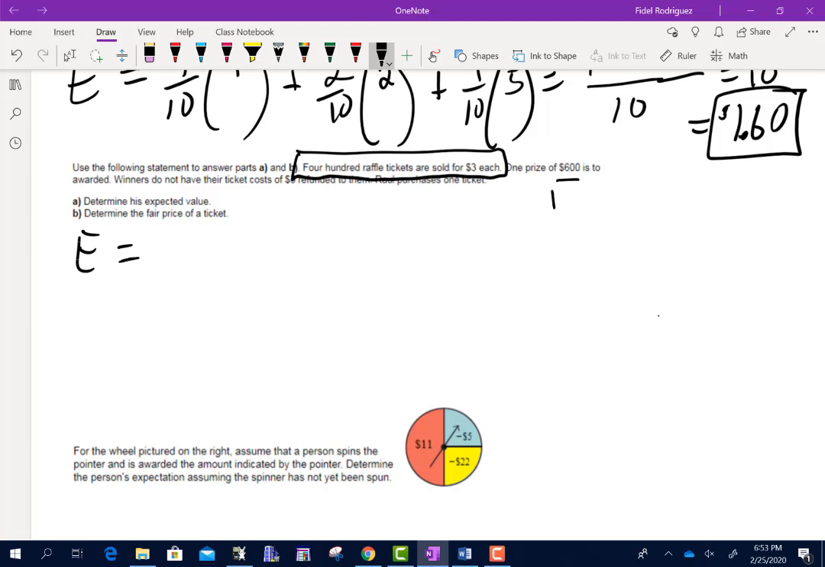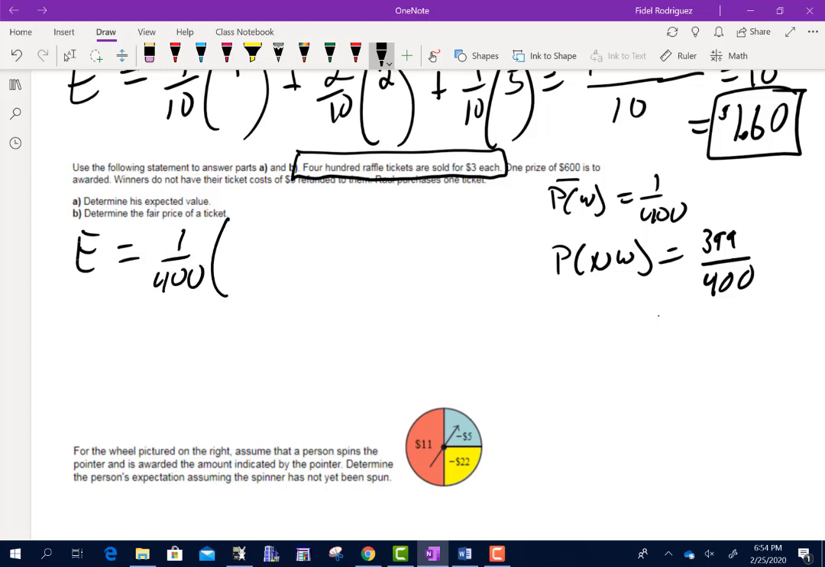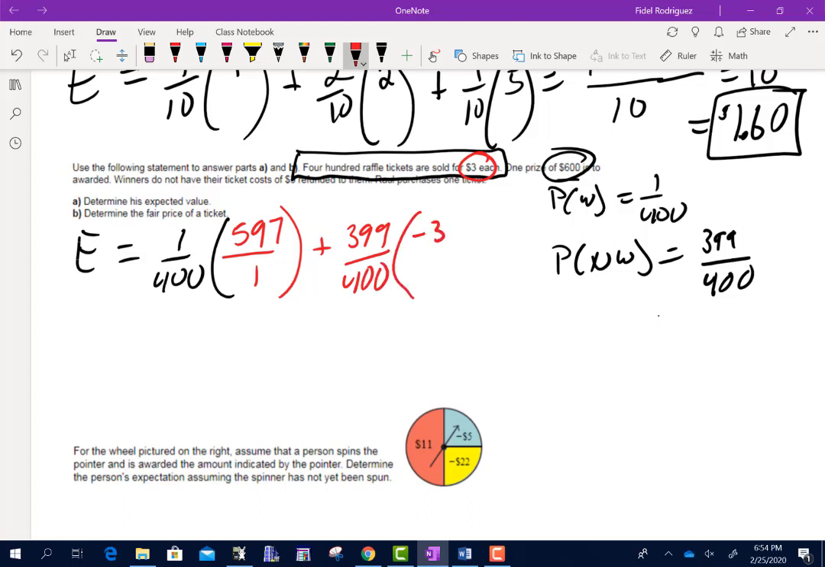So guys, remember, the probability that we're going to win, there are 400 raffle tickets, so there's 1 out of 400. The probability that we're not going to win is 399 out of 400, right? So if we win, the probability is 1 out of 400. Well, the prize is $600, but we did spend $3, not 300, so we're really going to win 597. If we don't win, the probability of that is 399 out of 400. We're going to lose our $3, right?